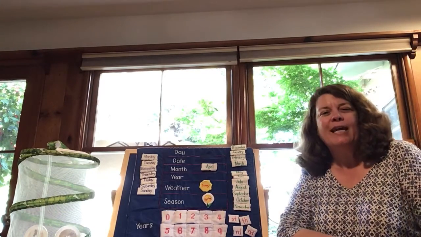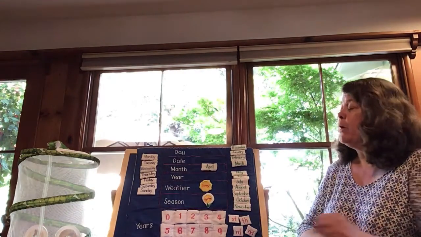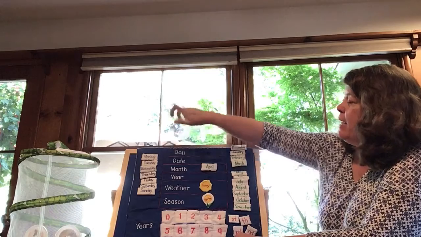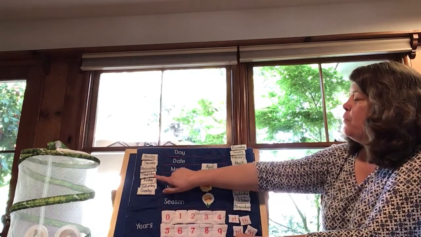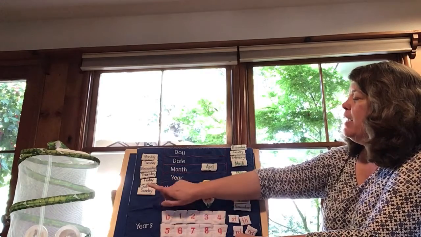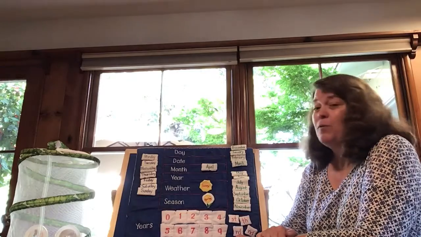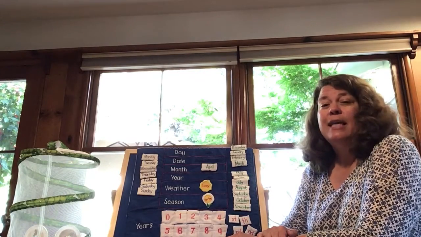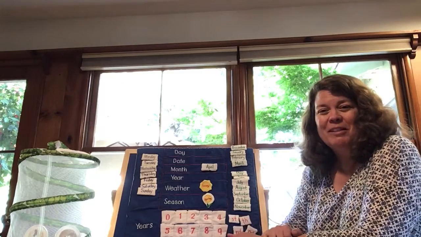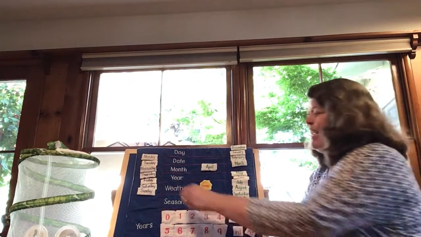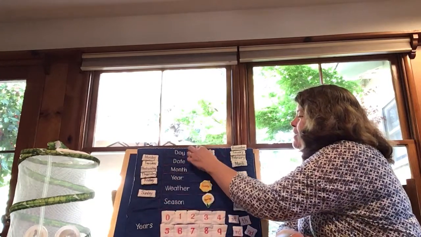Another beautiful day. Let's get started with our calendar and find out what day it is today. Here we go. Monday, Tuesday, Wednesday, Thursday, Friday, Saturday, Sunday. Yesterday was Friday. Today is, we've never done a weekday before, but I'm going to do it. Today is Saturday. A little different, isn't it?